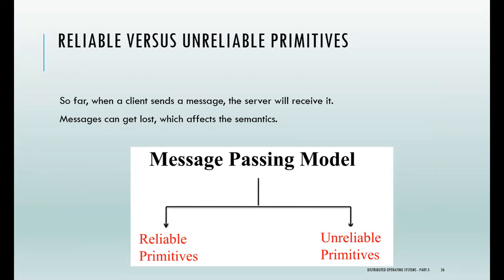Suppose that the blocking primitives are being used. When a client sends a message, it is suspended until the message has been sent. However, when it is restarted, there is no guarantee that the message has been delivered. The message might have been lost.